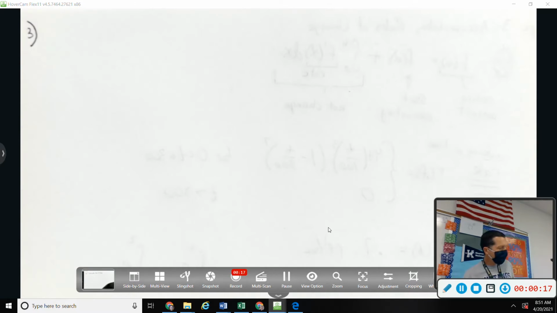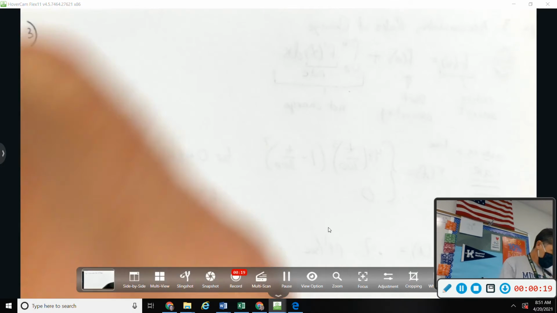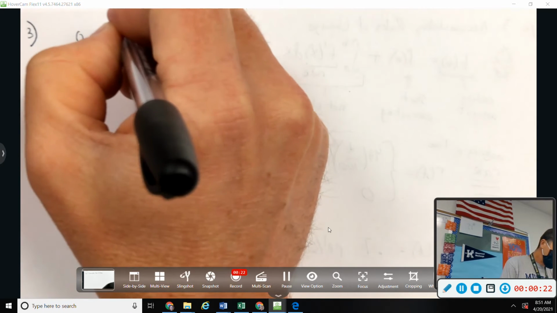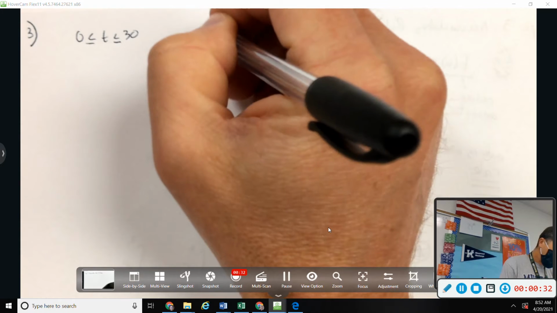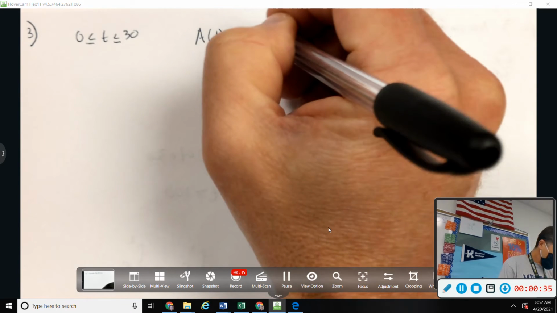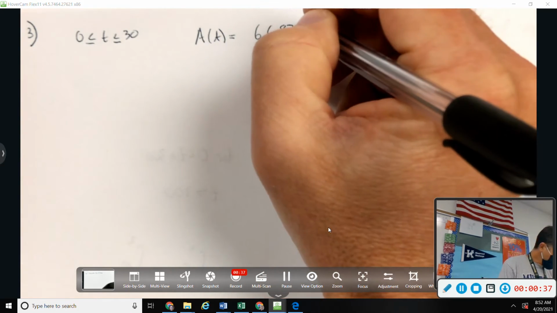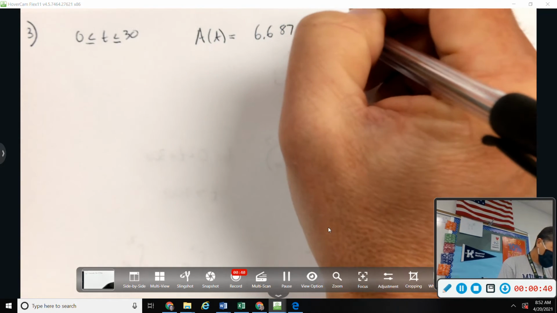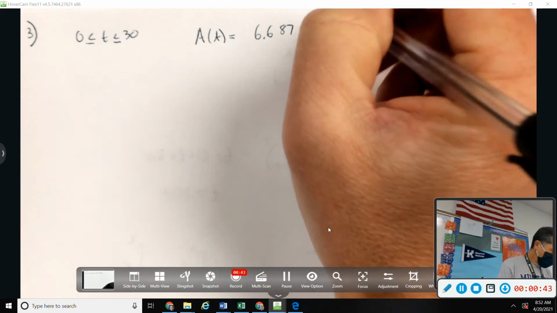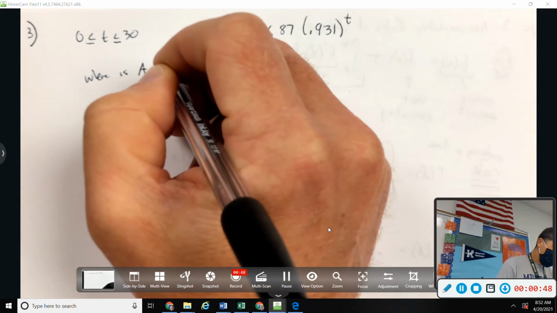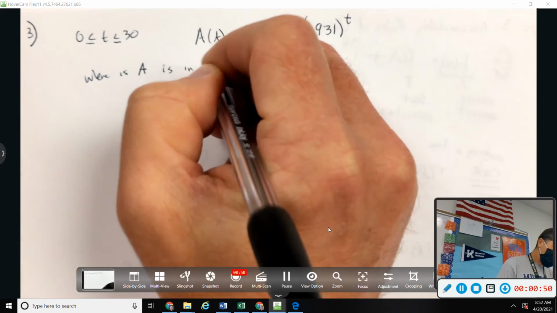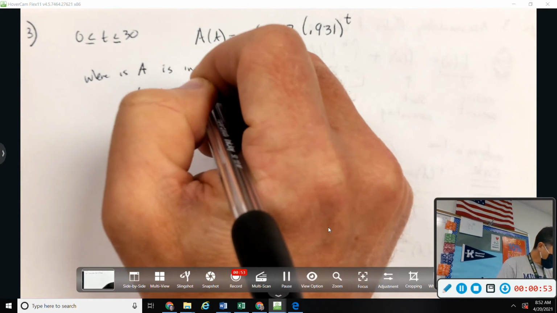Grass clippings are placed in a bin where they decompose. For 0 to 30, so again, kind of a piecewise thing here. The amount of grass clippings remaining in the bin is modeled by A of T equals 0.687 times 0.931 to the T, where A is in pounds and T is in days.